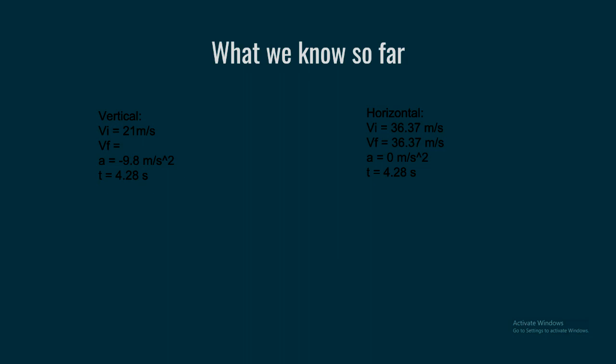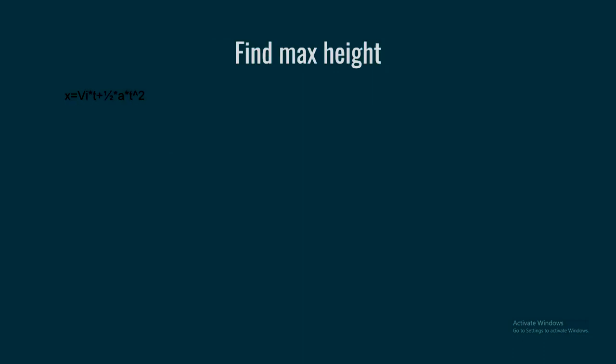So far, we've filled mostly everything in. You don't need to fill everything in, just anything sufficient for the problem. So now we're actually going to find max height. So we're still going to use the displacement equation. We're going to use x equals VIT plus 1/2 AT squared. And since we actually know everything here and there's an acceleration and everything, we have to use the full equation. Can't leave anything out.